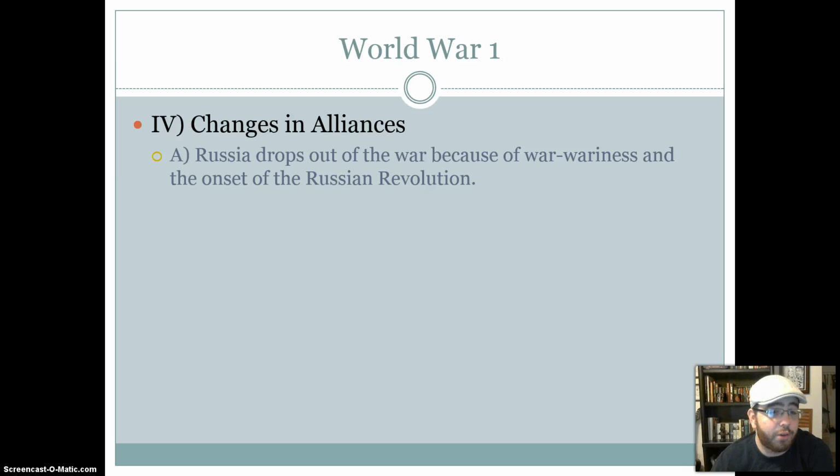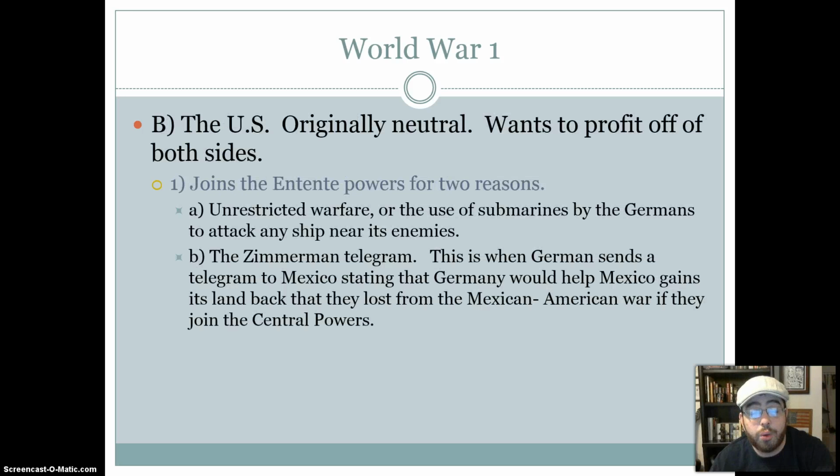They don't have the political power or will or even the wealth to control their own people. Italy switches sides and goes to the Entente side because they didn't want to be a belligerent in this war. While the U.S. originally was neutral because the U.S. wants to actually profit off of both sides. But in the long term, they end up joining the Entente powers as an associated power, as we would call it.